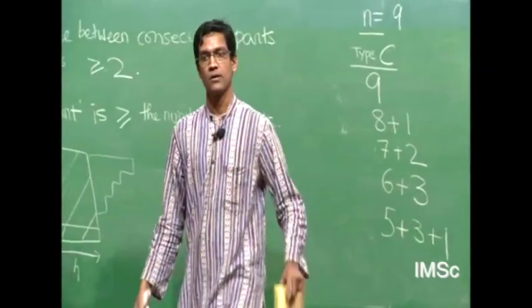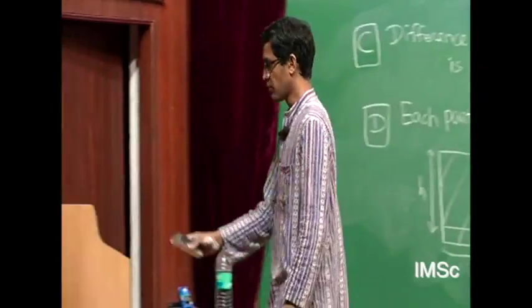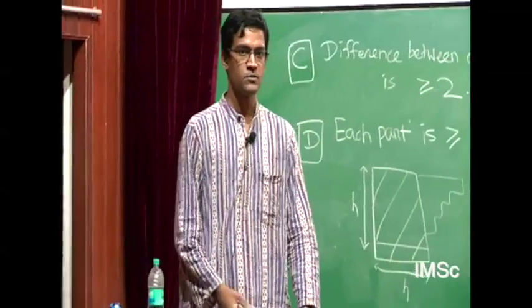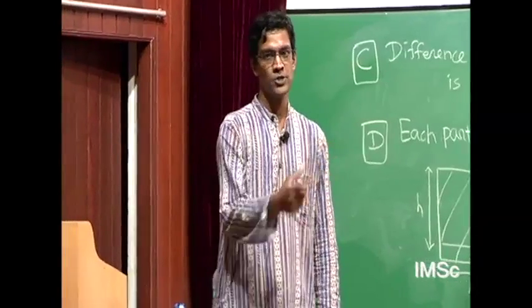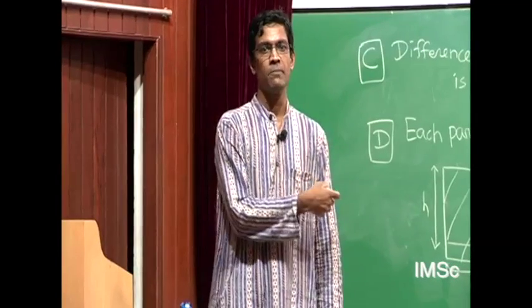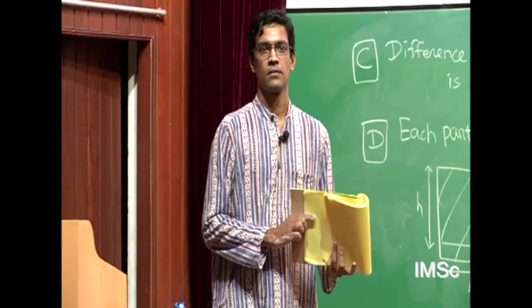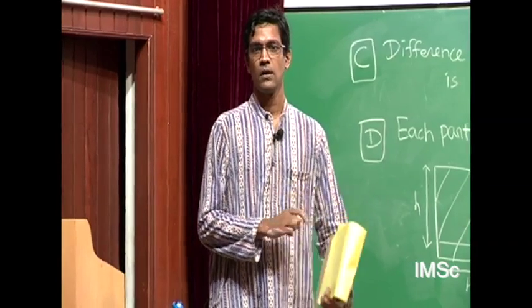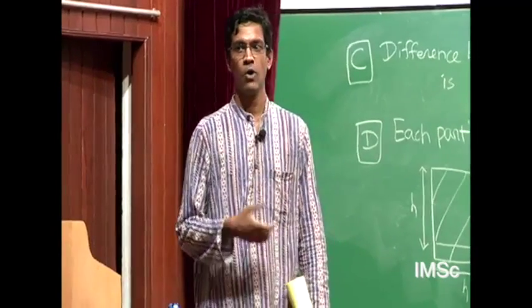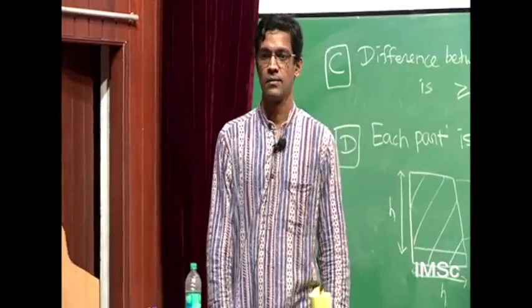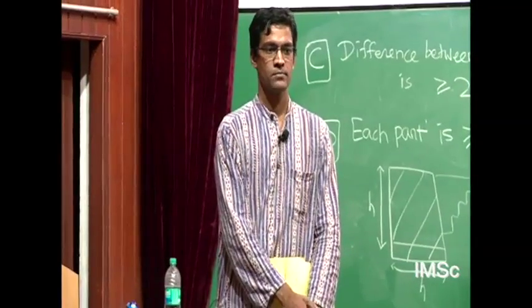So now here's the question. I want a bijective proof that the number of partitions of type C is equal to those of type D, which means I want an operation which will convert a type C partition into a type D partition. I give you a type C partition, I want a way of producing a type D partition from it. Can anyone see what needs to be done?